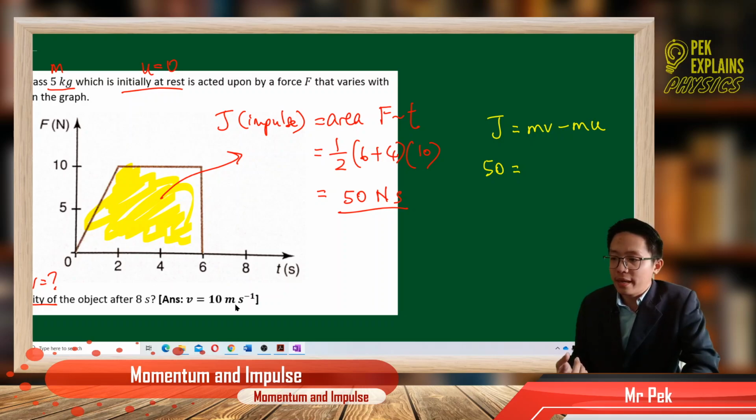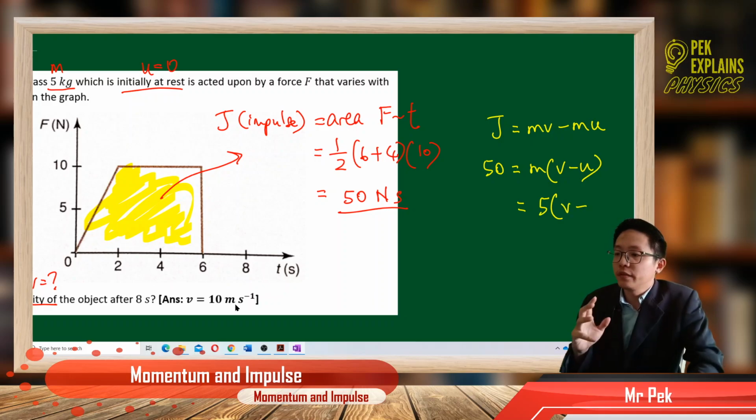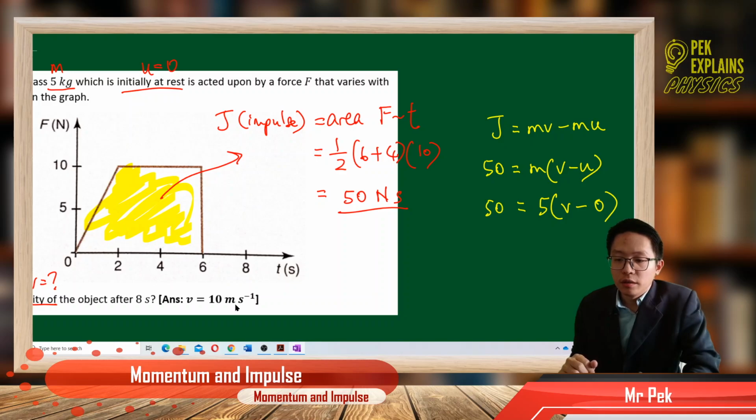And for the mass, we can actually factorize out the mass first because it is common. Now the mass is 5 kg. And the final velocity we want to find, the initial velocity is at rest, 0. So we have the final velocity, which is 10 meter per second.